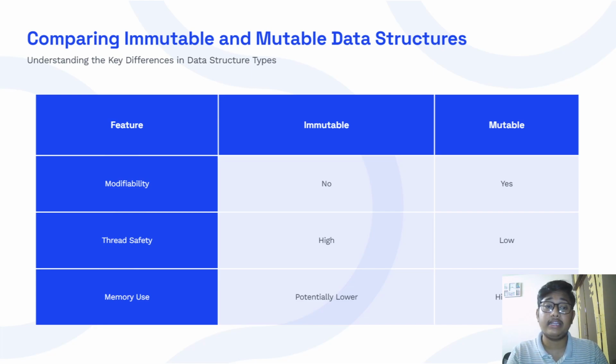But whereas in mutable data structures, modifiability is yes, it can be modified. Thread safety is very low because the original one is modified again and again. Memory usage is very high. It helps in optimizing the memory by using less memory.